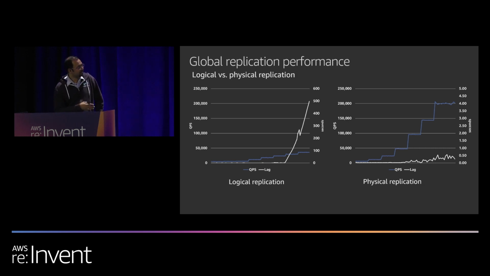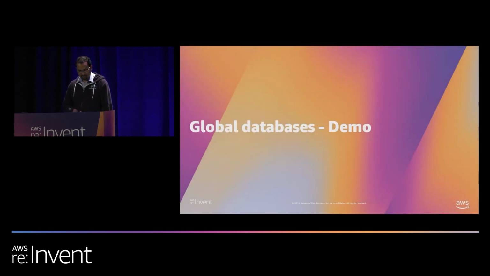And recently we also launched the ability to add multiple mirrors, up to 5 mirrors. Previously you could add only 1 mirror. Now you can add multiple mirrors. And we also launched the ability to promote any Aurora MySQL cluster into a global database. So if you have an existing database, you can make it a global database. Let's look at a quick walkthrough.